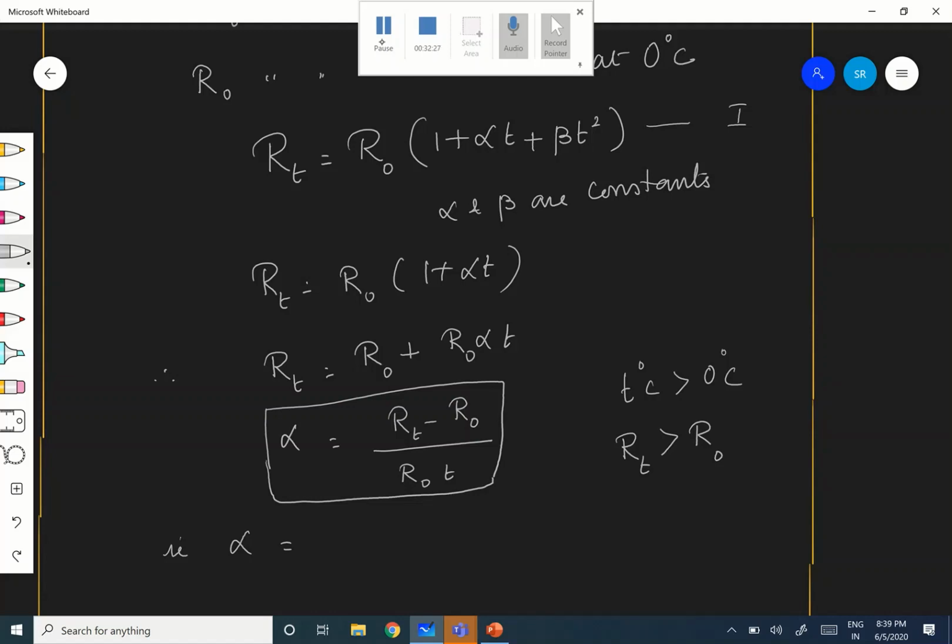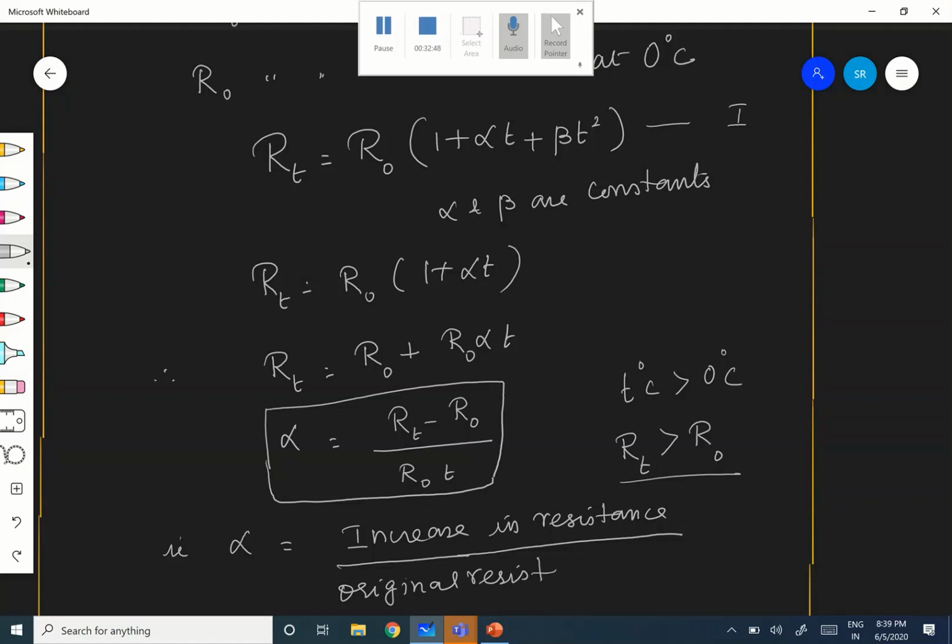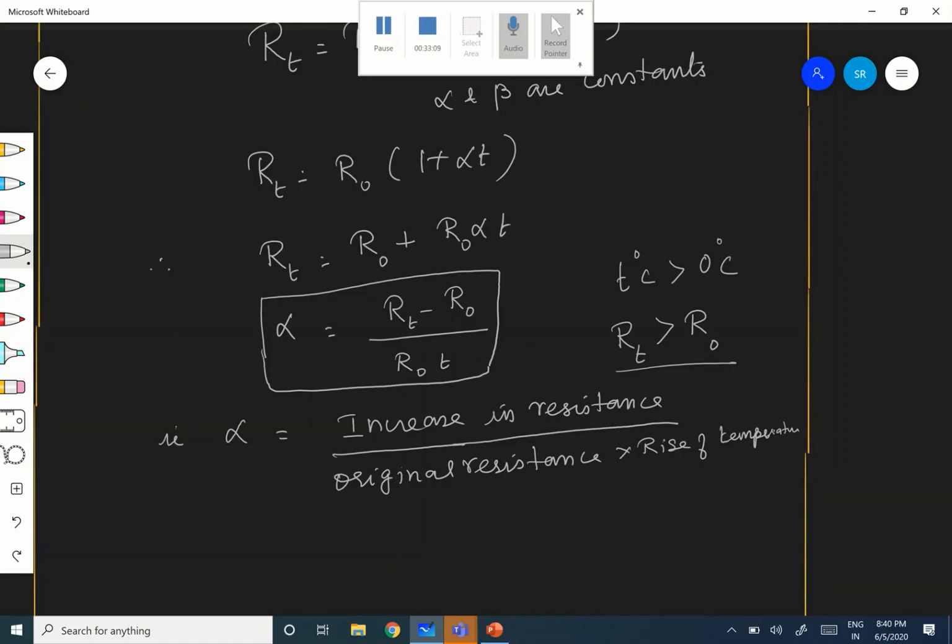If you increase the temperature, resistance will increase. Therefore, RT minus R naught can be written as the increase in resistance, divided by the original resistance, into the rise of temperature. From 0 it has gone to T, therefore it is the rise of temperature. Now I can write how to define it.